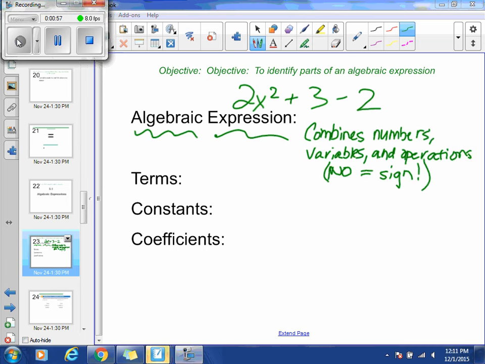So the first thing you should make sure you write down is that definition for algebraic expression. Combines numbers, variables, and operations, no equal sign, or it would be called an equation. Okay, so terms is like saying parts. Terms are parts of an algebraic expression. The terms are the parts that are connected by addition or subtraction.